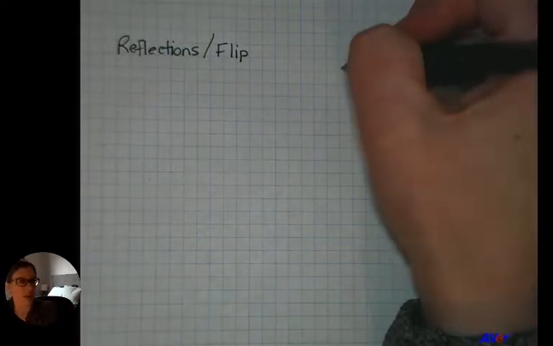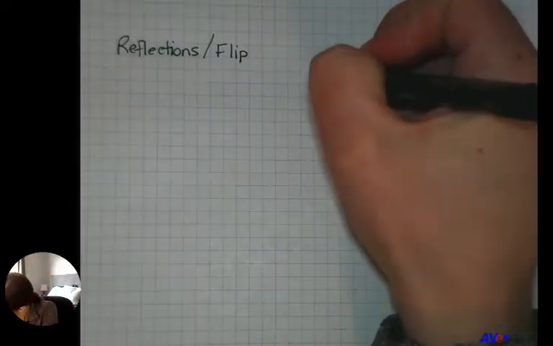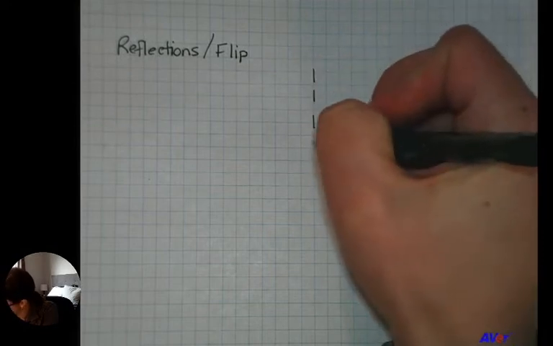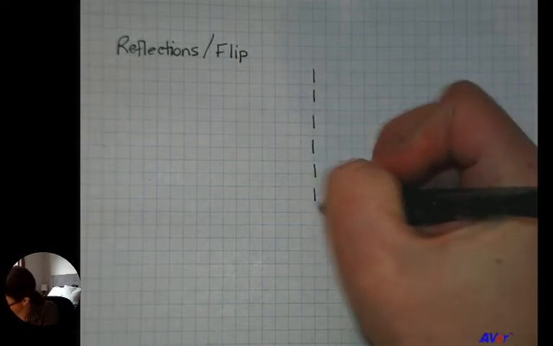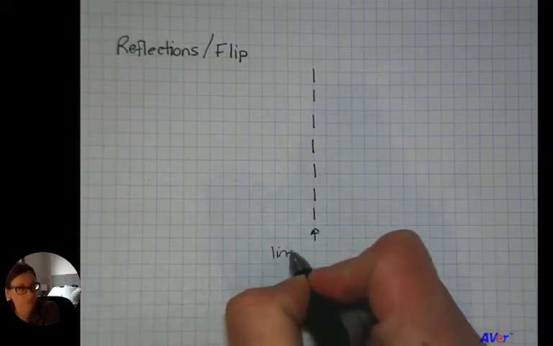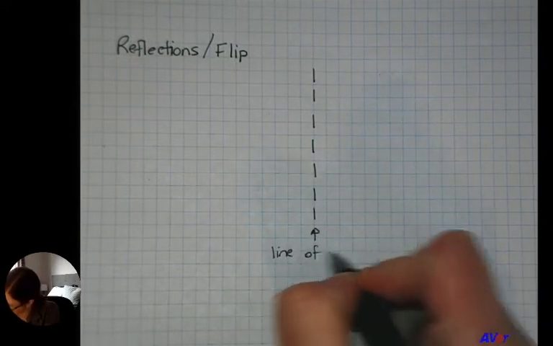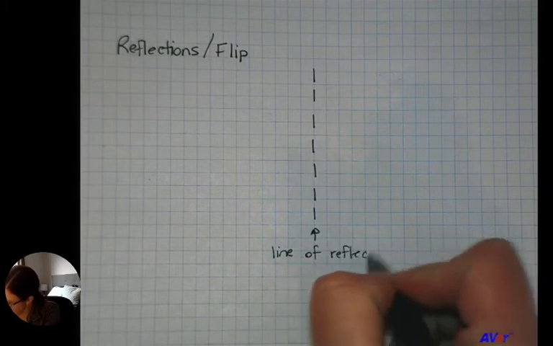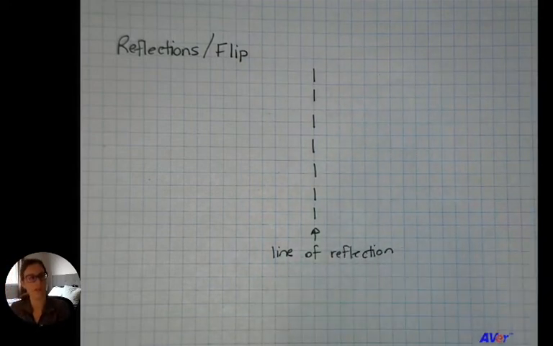When we're looking at reflections, there's always going to be some kind of line, either dotted or straight, and it's called the line of reflection. That's a fancy way of saying here's where the mirror is, here's where things are going to get flipped.